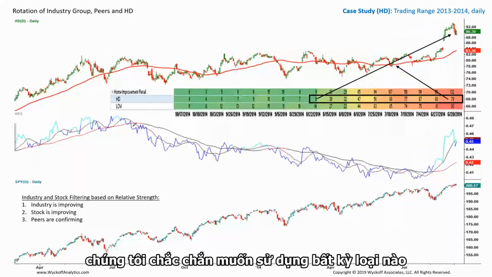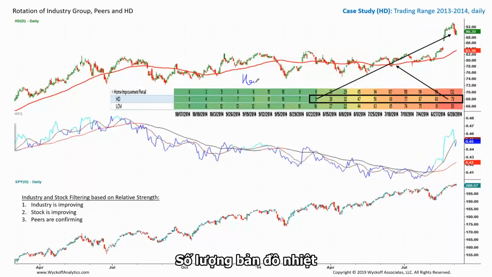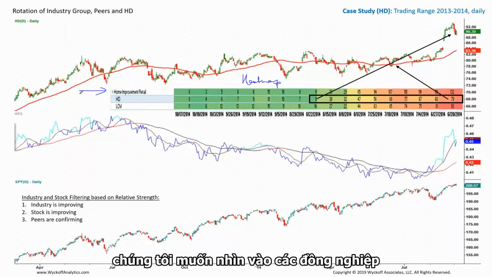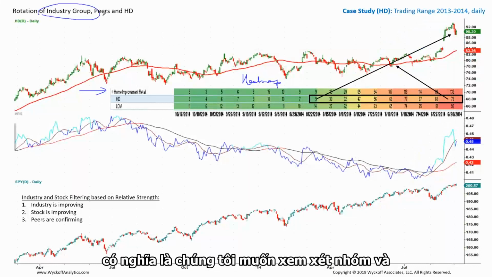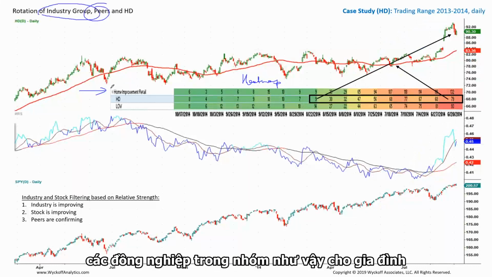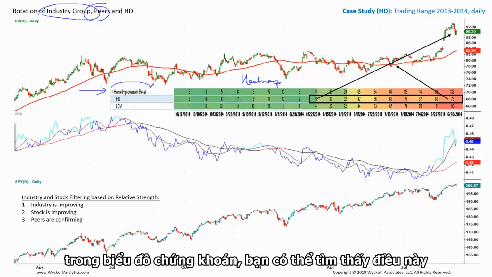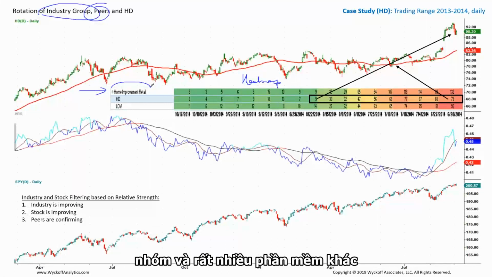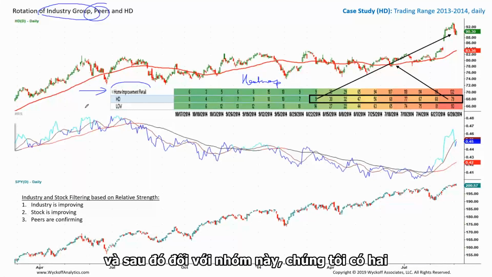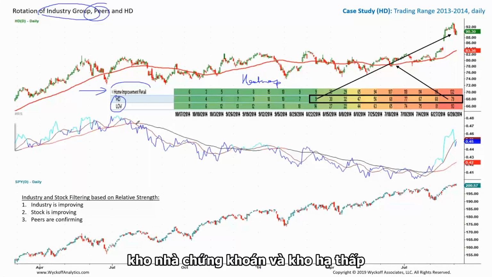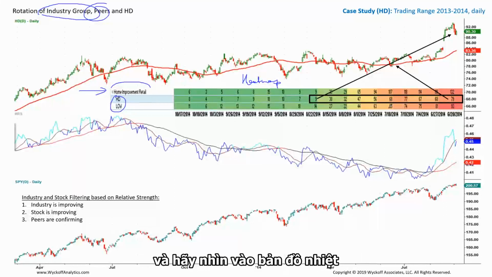Well, we definitely want to use any type of heat maps. That should help you out as well. We want to look at the peers, meaning we want to look at the group and the peers in the group. So for the Home Depot, this was the home improvement retail group, and you can find that in StockCharts. You could find this group in a lot of other software. And then for this group, we have two stocks, Home Depot and Lowe's. And let's look at the heat map.